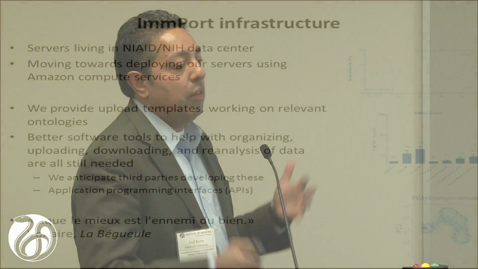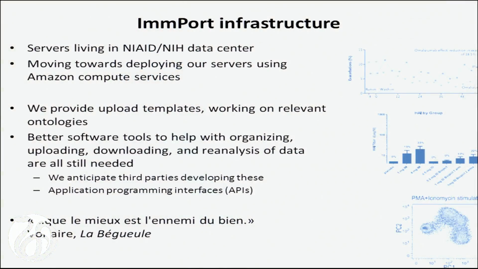Finally, our servers live in the NIAID data center at NIH. We're moving towards deploying our service in the Amazon space just to improve the firewalls, things like that. We do provide upload templates and are working on relevant ontologies. We're not at the level of perfection yet. We really see better software tools coming out to organize, upload, download, and reanalyze the data. We really still need that. We anticipate third parties developing them. We're opening up what are called APIs, application programming interfaces, to better get those developed. I'm just ending with the quote that perfection is the enemy of the good. So I'll sit down.